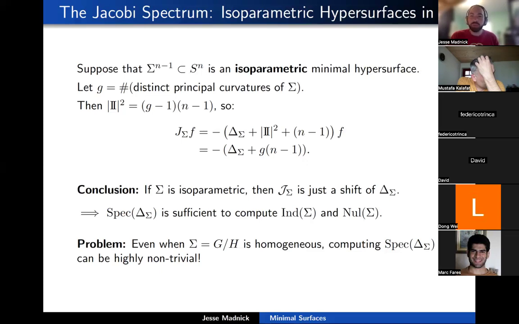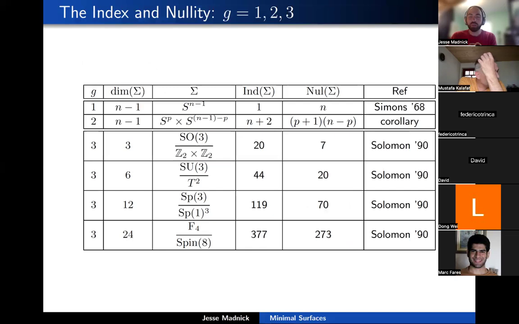Okay, so computing the index and the nullity amounts to computing the spectrum of the Laplacian. Let's look at this in the homogeneous case again. So what is known? In the homogeneous case, for G equals 1, 2, and 3, we do know the Morse index and the nullity by virtue of knowing the spectrum of the Laplacian in this case.